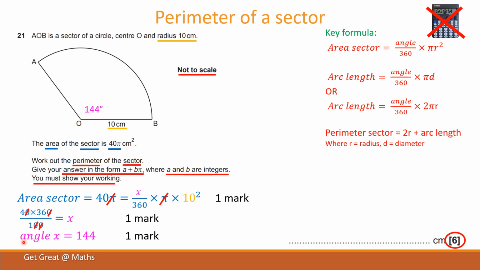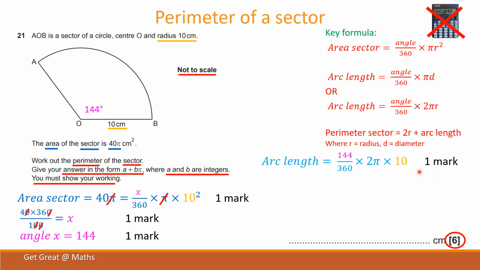Now I know this angle, I can now work out the arc length because I've got the angle divided by 360 times 2 times pi times my radius, which is 10. So my arc length here is 144 over 360 times 2 times pi times 10. And that's your 4th mark. From here, we've got to work this out without a calculator.